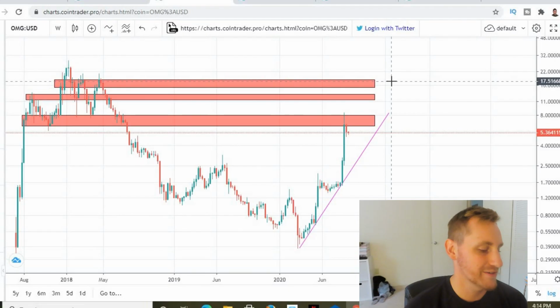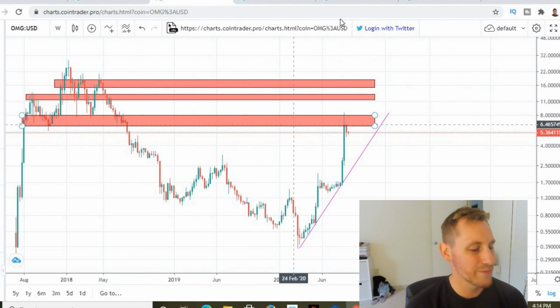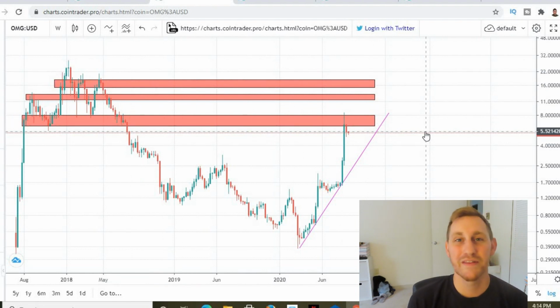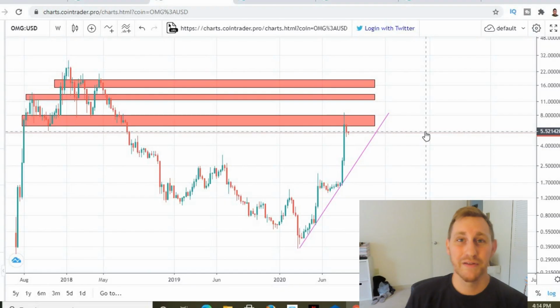Past that, obviously, we're in price discovery, and you guys know what happens to these coins in price discovery. Just look at Chainlink, Polkadot, all these coins that just had massive gains after they broke their all-time high, right? So that's what I see coming for OMG pretty soon, probably by the end of this year. Just by the end of 2020, I'm expecting us to break all-time highs for OMG, right?